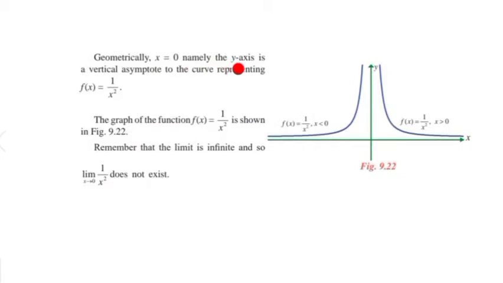Geometrically, x equal to 0, namely the y-axis, is the vertical asymptote to the curve representing f of x equal to 1 by x square. The graph of the function f of x equal to 1 by x square is shown in the figure. Remember that the limit is infinite and so limit x tends to 0, 1 by x square does not exist.